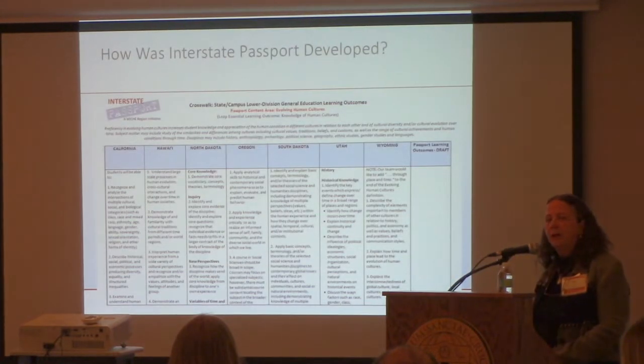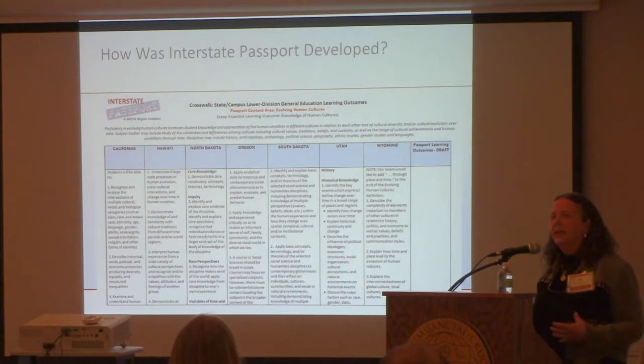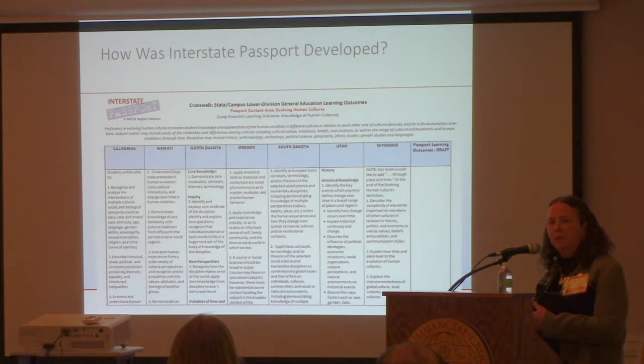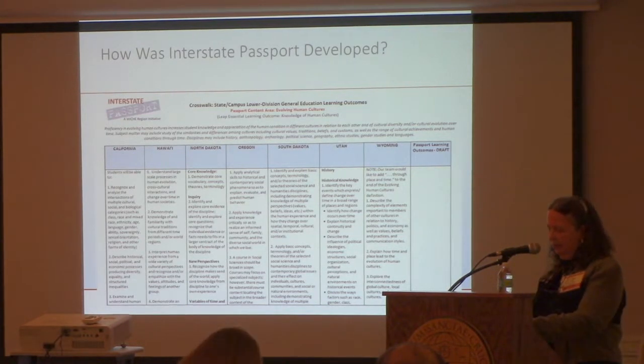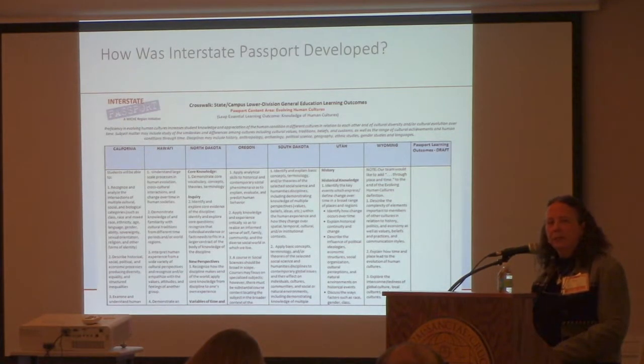Each state brought, if they had a state set of learning outcomes, they brought their state set of learning outcomes to this meeting. If there was not a state set in some of these states, what they did is the institutions that were involved got together with the other institutions, the colleagues that they had at other institutions, and came up with what they called a consensus set of learning outcomes.